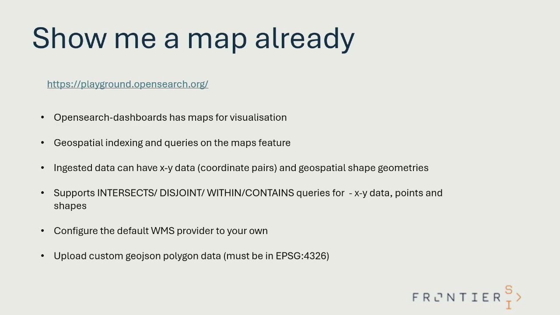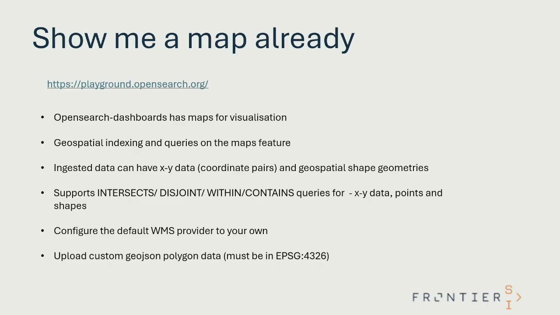I will show the map in a minute, but just to the dot points I've got here, it does have maps for visualization. There's potential to do indexing and querying on that maps feature, and the data that gets ingested into OpenSearch can have XY coordinate data. It can also have geospatial shape geometries like polygons. It's not extensive, it's a little bit limited. Elasticsearch might have more than what OpenSearch currently does, but OpenSearch will definitely be pushing to mirror the same stuff.